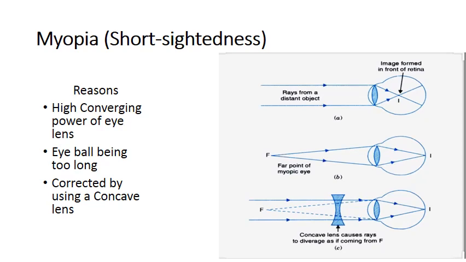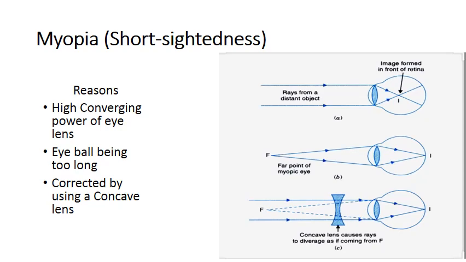Now how can it be corrected? It's a simple way. To correct this defect, we use a concave lens before the defective eye. The light coming from the far off objects is diverged by the concave lens, and it appears to the eye lens that the light is coming from a nearby object. Therefore it has to converge it more. When the eye lens converges it more, the image is formed on the photosensitive screen called the retina.